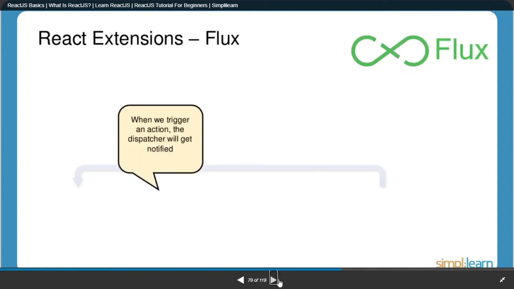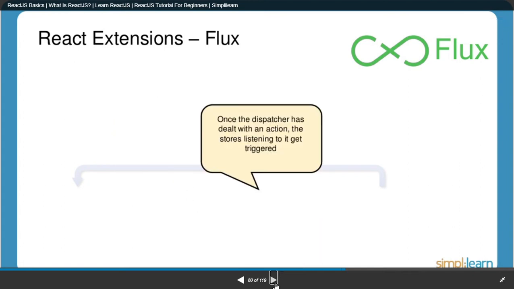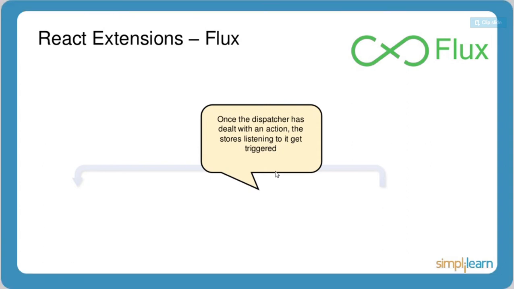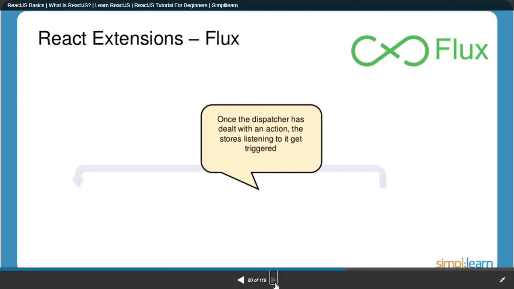Okay, so if you see, in detail, I have put a slide over here. When we trigger an action, the dispatcher gets notified that some action has been triggered. Once the dispatcher has dealt with the action, the store listening to it gets triggered. As I told, whatever action you're triggering, that particular value needs to be updated in the store, right? So this is that point.